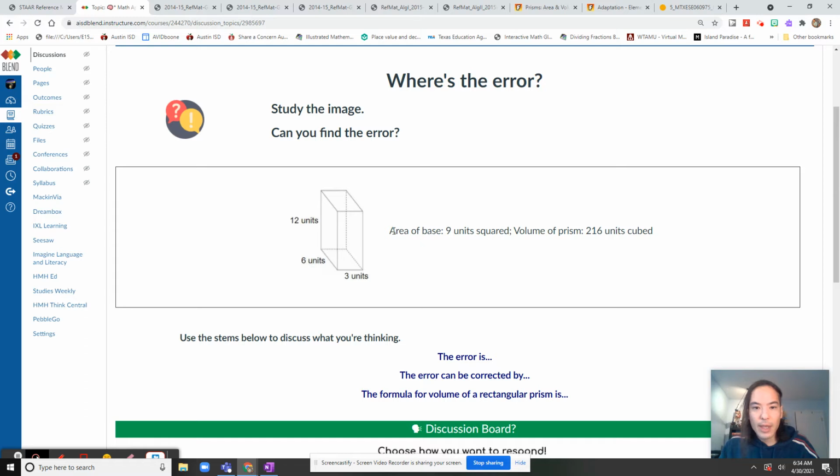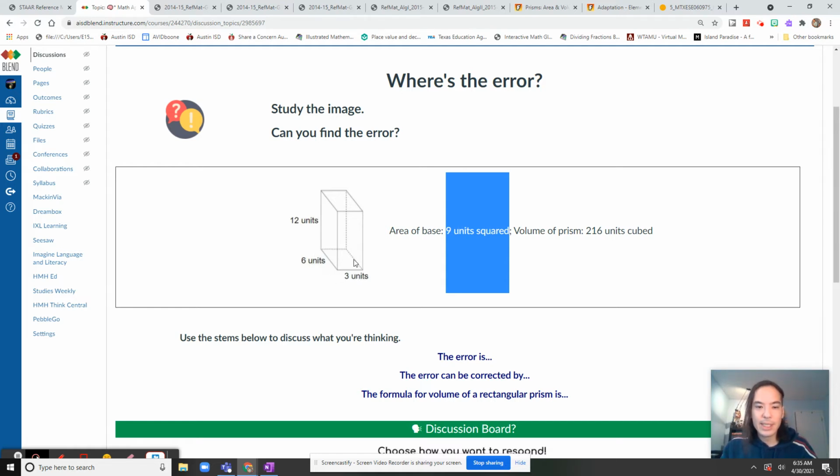Now, what is wrong? The error is, they said our area of the base was 9 square units, but 6 times 3, length times width, was not 9. 6 plus 3 is 9. So it looks like what they did is they added their length and width instead of multiplied their length and width. So 6 times 3 is 18. 6 times 3 is not 9.